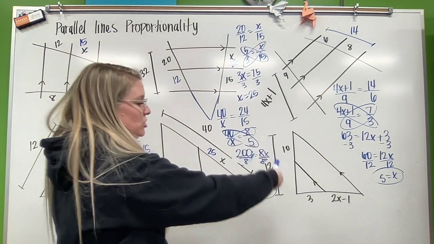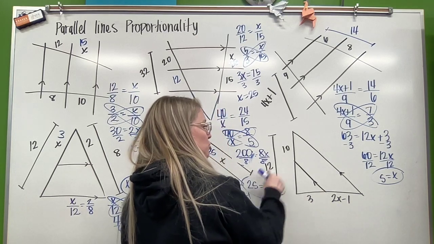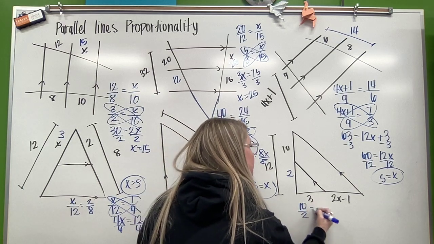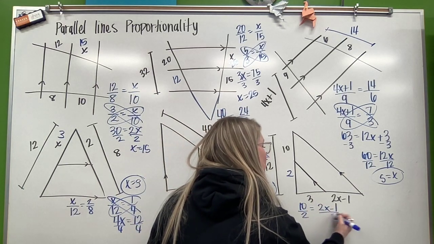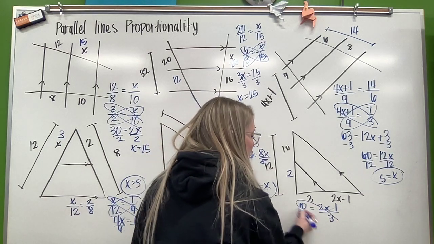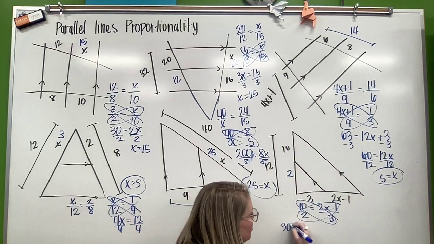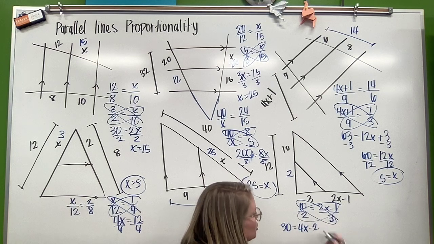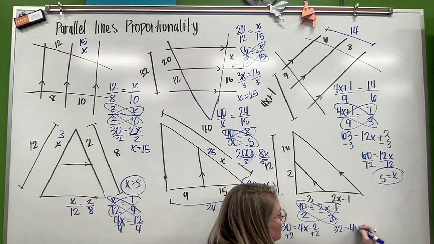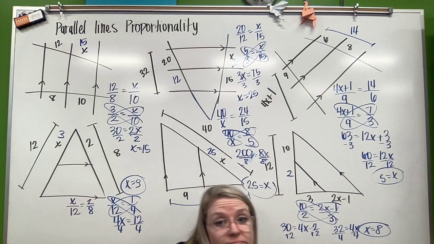Okay, and our last one's just a little bit more algebraic. Side and side, no total, so I'm going to take the 12 minus 10 to get this 2 here. So I'm going to have 10 over 2 equals 2x minus 1 over 3. The numbers are small enough, I'll just go ahead and solve here. All right, so that's going to be 30 equals 4x minus 2. So if I add 2, that's 32 equals 4x. Divide by 4, I'm going to get x equals 8.